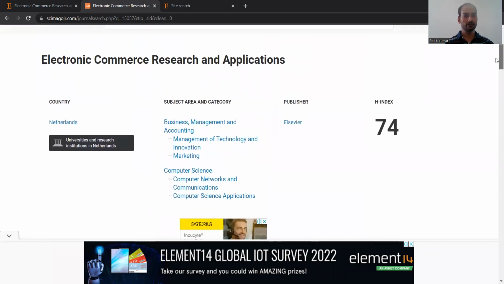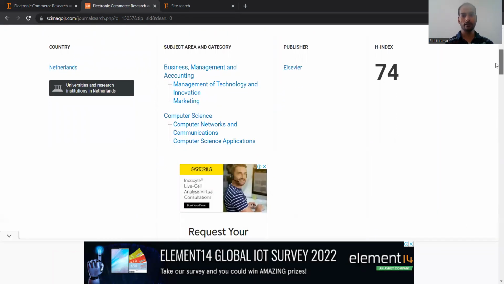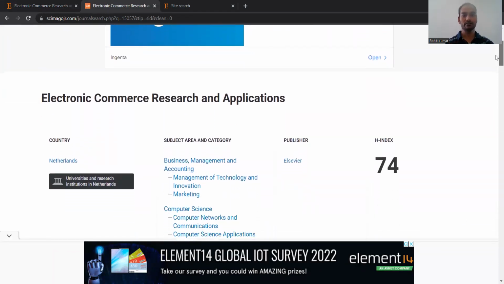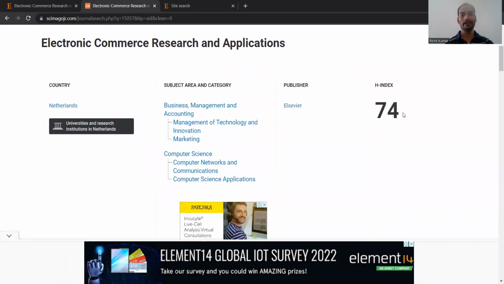Then coming to the discussion here, it's the Electronic Commerce Research and Applications journal. So you can see that the H index is not that powerful. It is a common contradiction. Many times we do see that the impact factor is very good, but the H index is not that good.